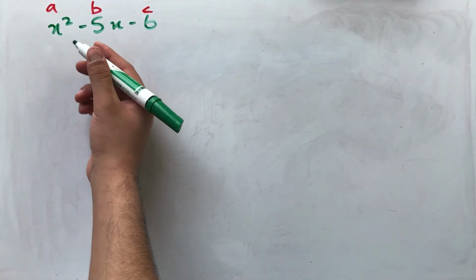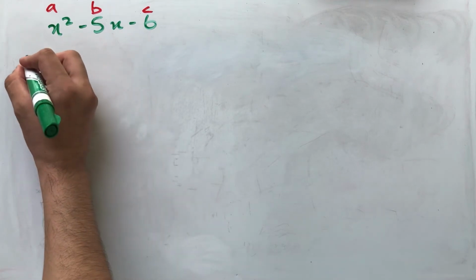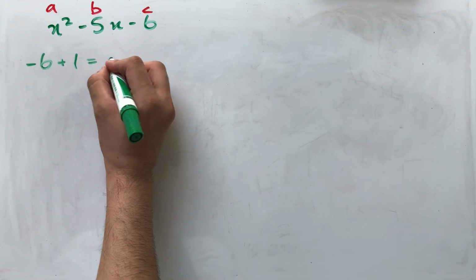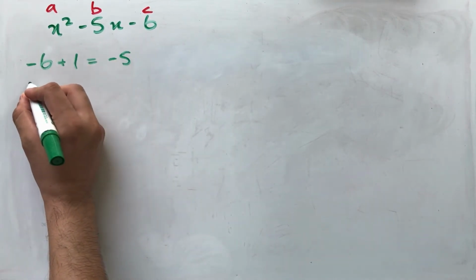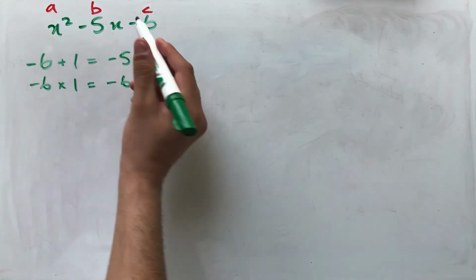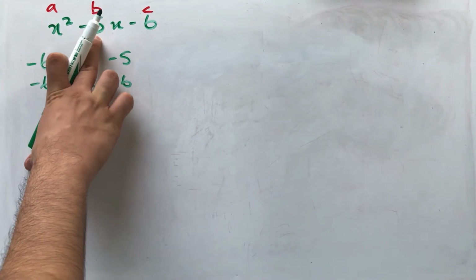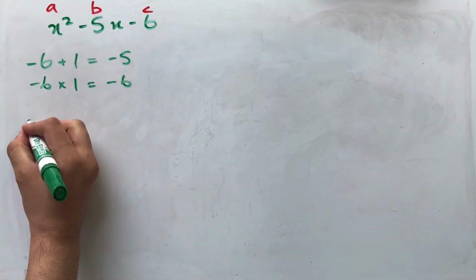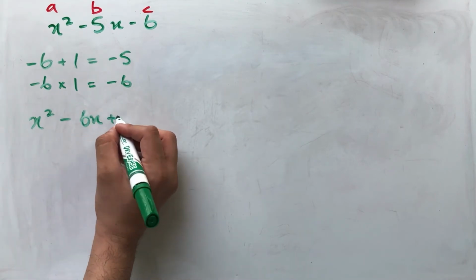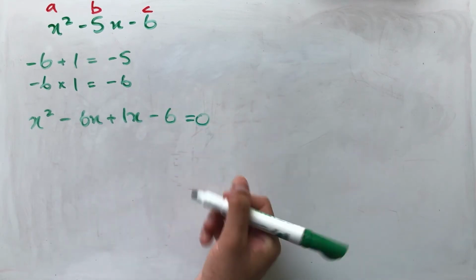Again, this is really easy. It's similar to last time. We know that these two terms will be negative 6 and 1. When you add them together, you get negative 5. When you multiply negative 6 and 1, you get negative 6, which is ac. Now we're going to split the middle term into two: x squared minus 6x plus 1x minus 6 is equal to 0.